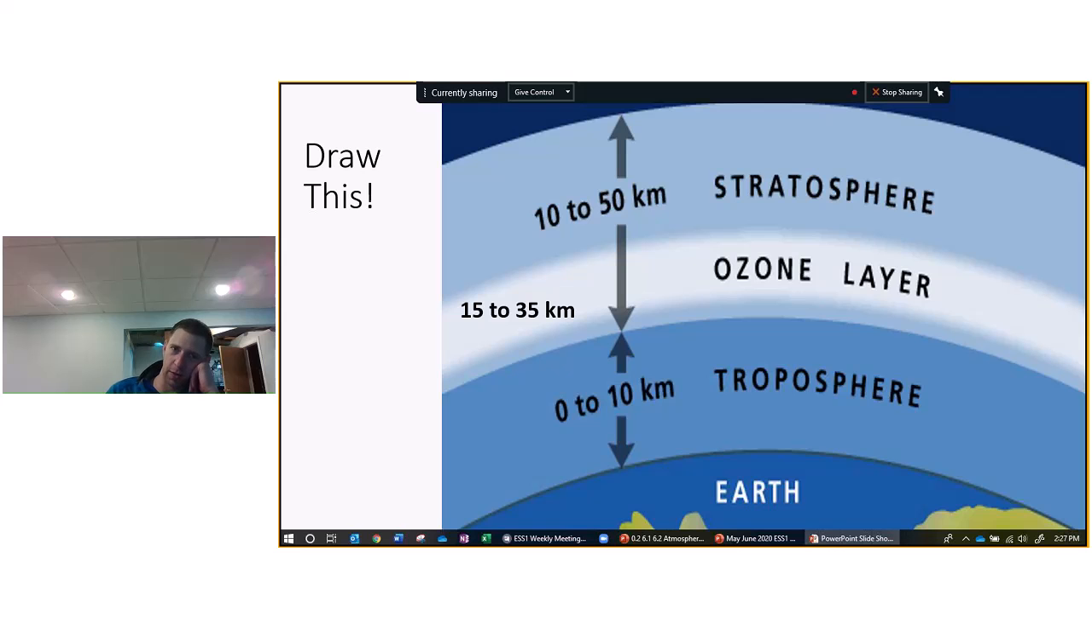Then the stratosphere is a pretty big layer. It goes from 10 to 50 kilometers, so like 6 to 30 miles. And I do want you to know that the ozone layer is sort of dynamic, it's not like a true layer, it's just a part of the stratosphere that has a lot of ozone in it, but it is from around 15 to 35 kilometers up in the air.